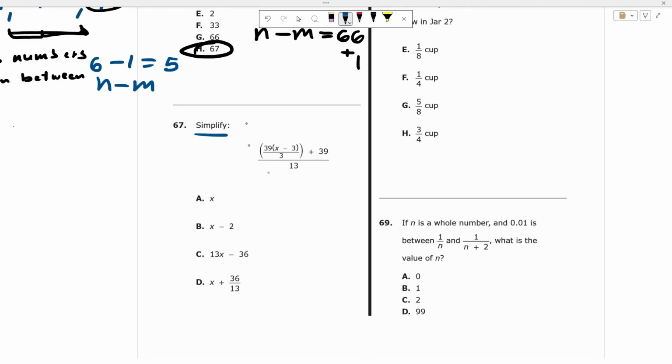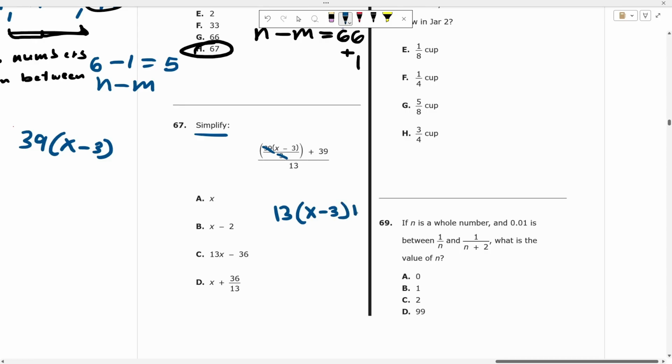Notice how if I wanted to do this, I would have to follow PEMDAS. I would have to go in order of the parentheses. The parentheses tell me to look at this 39 times x minus 3, divided by 3. So that's what we're going to do. But instead of multiplying 39 times x minus 3, what you could do is divide this 3 and this 39 and get 13. Why? Because 39 divided by 3 is 13. You can always do that. You could always divide the denominator by the thing in front of the parentheses. So if we do that, I get 13 times x minus 3, plus 39 divided by 13.